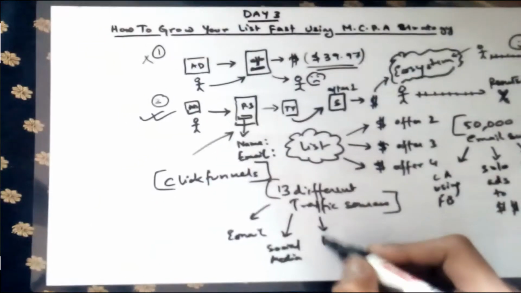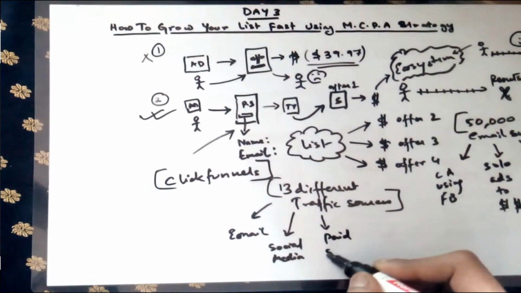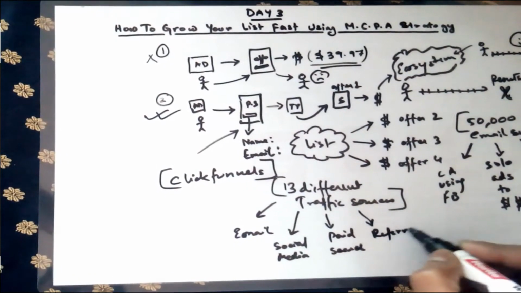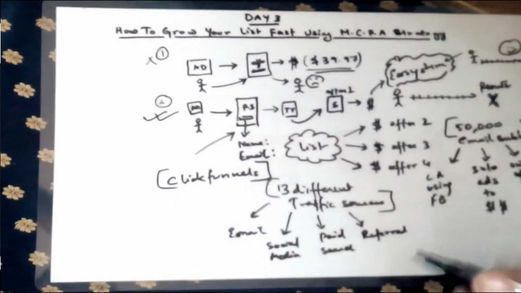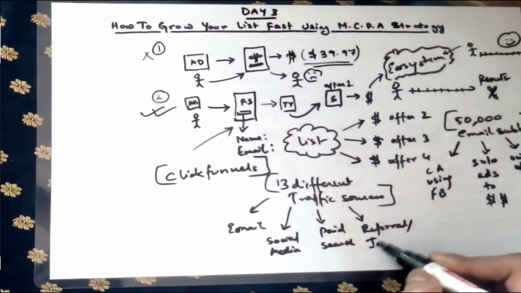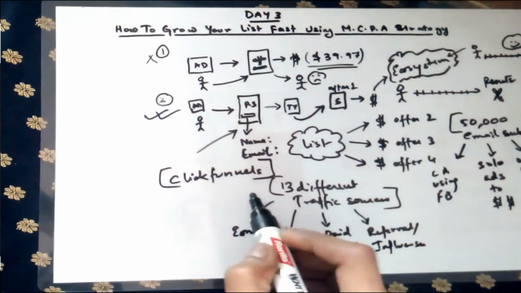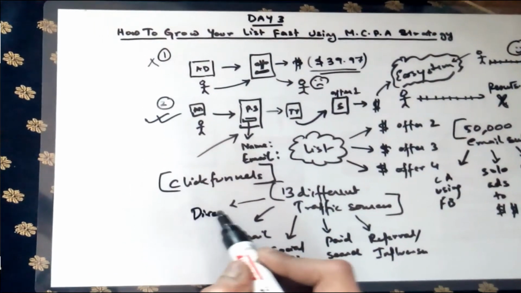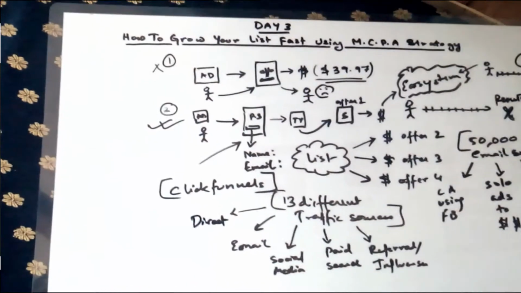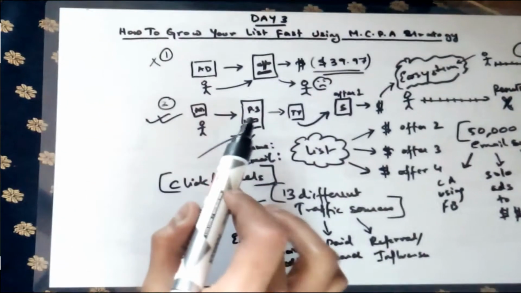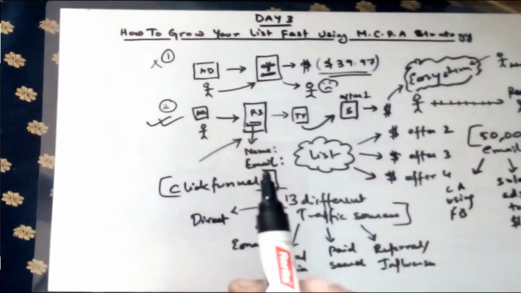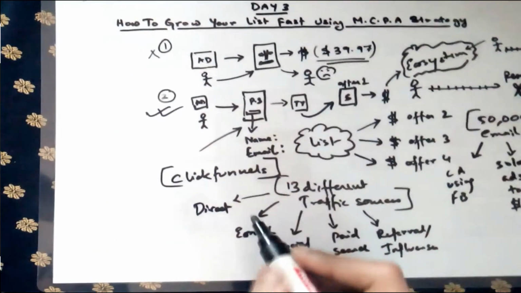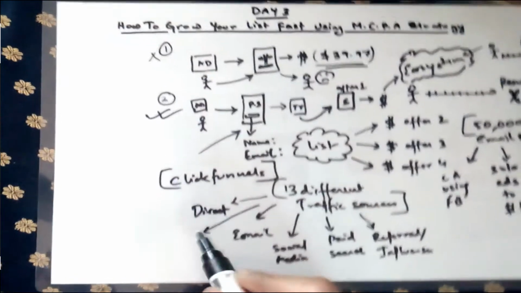So the third one is paid search. The fourth one is referral. Referral means influencer or anything. I'll just write it down. Influencer. The fifth one, I don't have space there, so the fifth one is direct traffic, in terms of sending your customers directly to the opt-in page. You can use Facebook groups, you can use email marketing, you can use anything to send directly to your customers. And the last one is organic traffic.